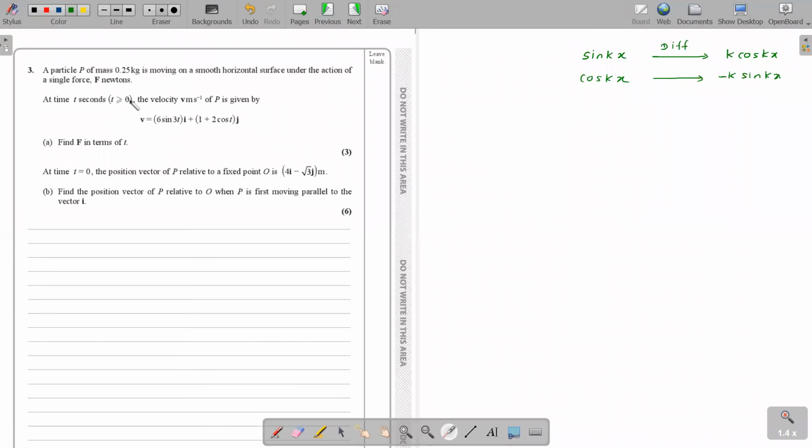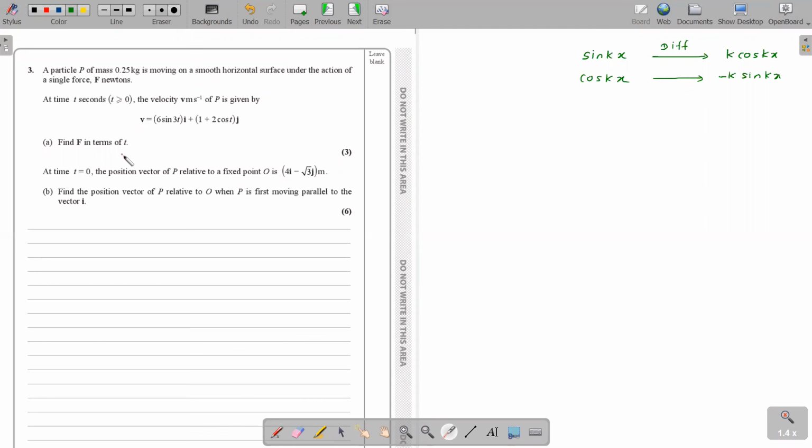Okay, question number 3. A particle P of mass 0.25 kg is moving on a smooth horizontal surface under the action of a single force F newtons. At time t seconds, t greater than or equal to 0, the velocity v of P is given by this function. You can see it's given in terms of i and j. Find F in terms of t. So we have to find the force.